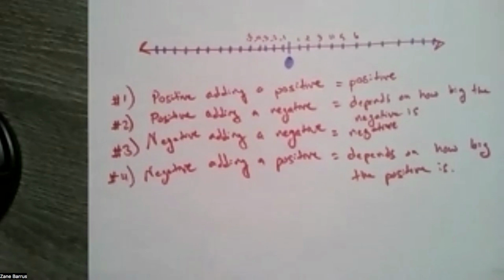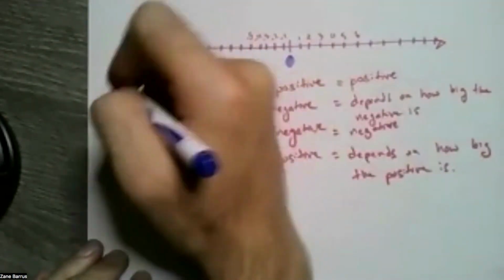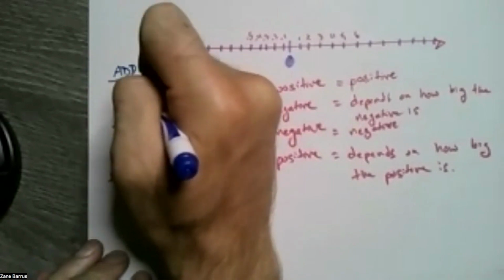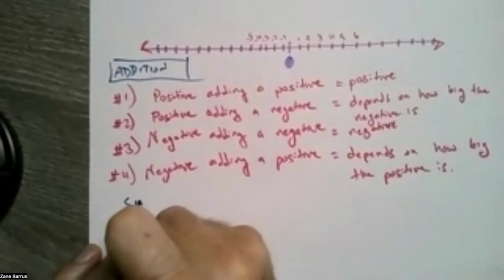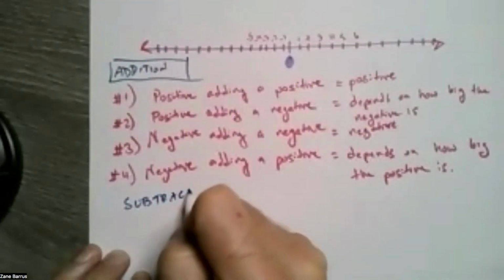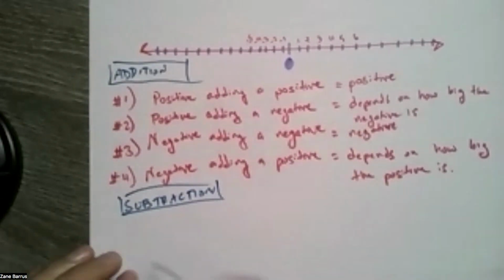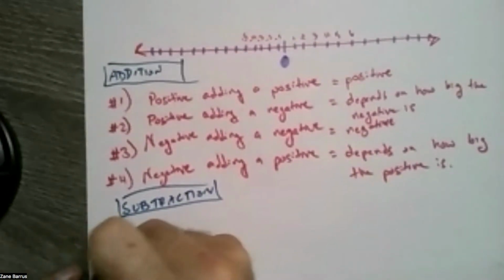Now let's switch gears a little bit. I'm going to change colors. Let's talk about subtraction now. Subtraction is where some kind of weird stuff happens. So this up here was all for addition, and down here, let's do subtraction. All right, so case number 1, we're going to do the same kind of trend we did up here.